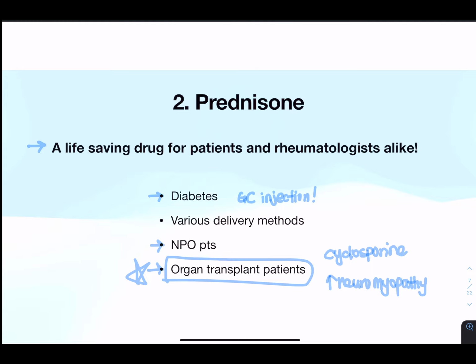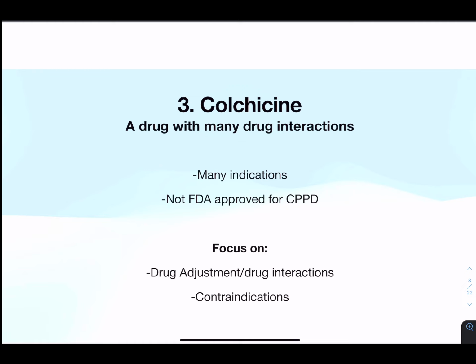Third option, colchicine. So colchicine has many different indications like Behçet's, pericarditis, recurrent episodic stomatitis, etc. But right now I'm just focusing on treating a gout flare. By the way, colchicine is not FDA approved for CPPD, although you'll see it being used for CPPD. When it comes to colchicine, there are two things you need to study. Number one, drug adjustments and drug interactions. And number two, contraindications. They kind of go together.